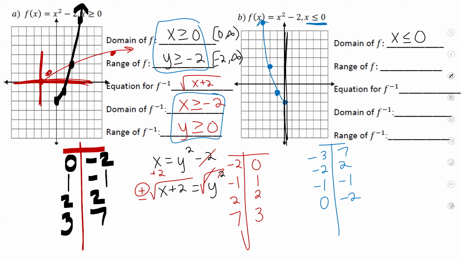Exactly, x is less than or equal to 0. Here's the very bottom. What's the range? Yep, greater than or equal to negative 2. Everything is above that negative 2.